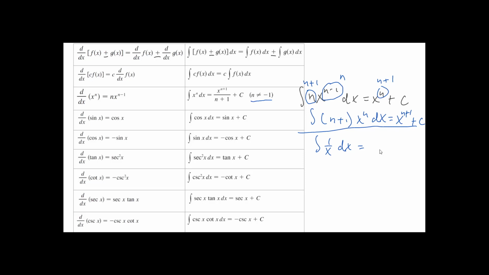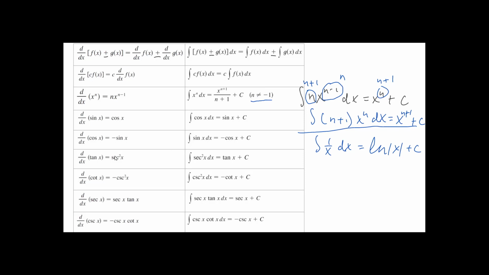Instead, there is another formula that you won't learn right now. It is equal to ln of the absolute value of x, plus a constant. But you don't need to worry about this for now. So don't worry about this until the next calculus course. For now, we simply don't allow n to be minus 1.